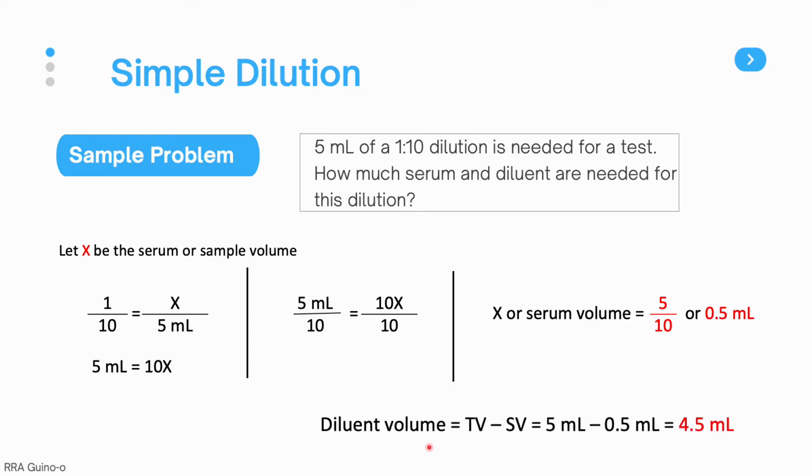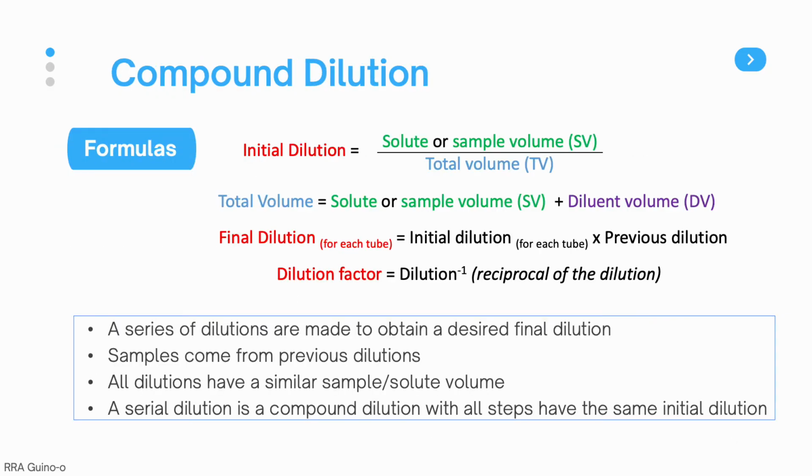To get the diluent volume, we just have to subtract our sample volume from our total volume. In this case, 5 ml minus 0.5 ml is 4.5 ml, and this is the amount of diluent that we need for this problem. Let's now move on to our compound dilutions.